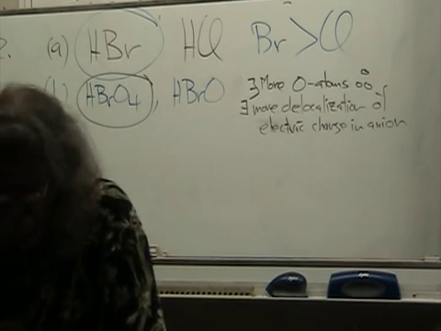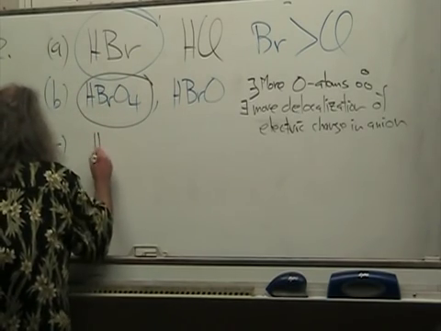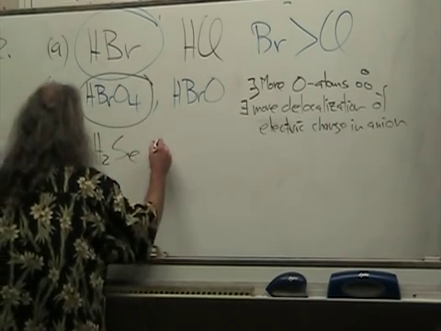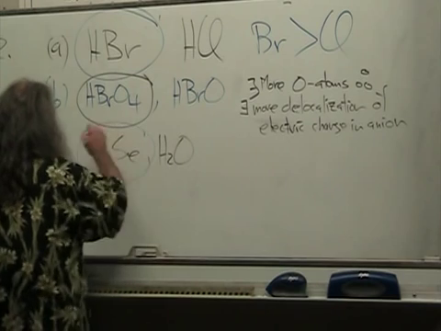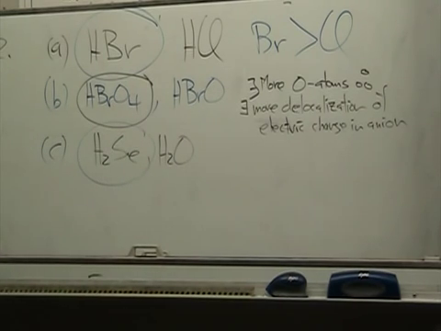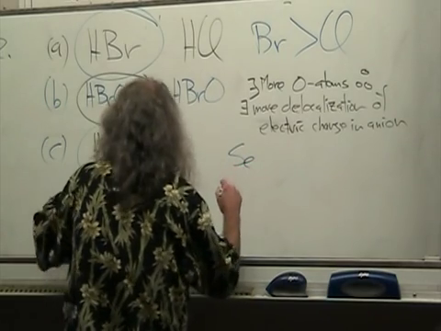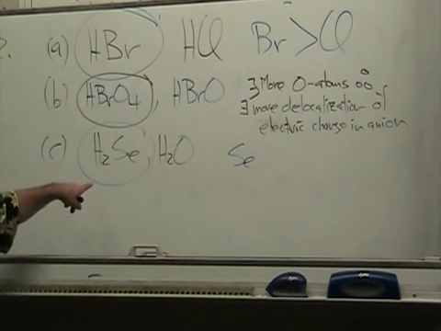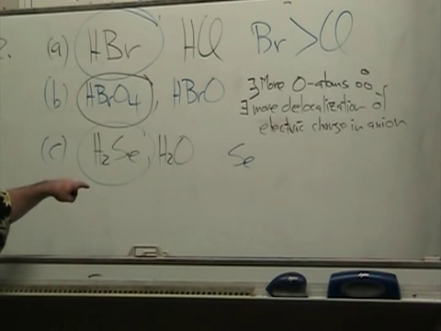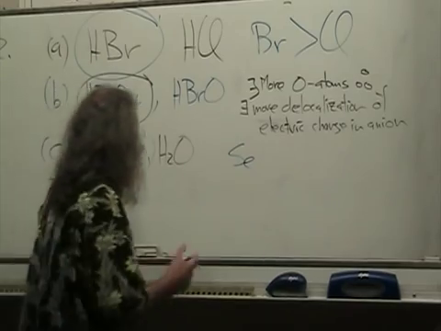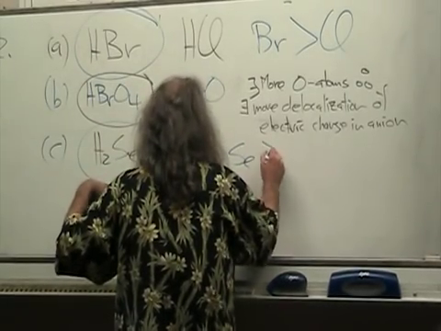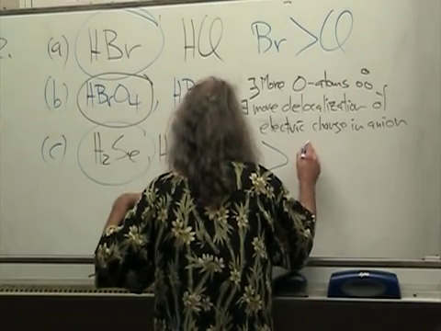Now H2Se versus H2O. Again, this is a binary acid. Which one's size matters? Which one's bigger? H2Se, for the same reason. So the amount of hydrogen on it doesn't matter? Well, they both have the same. But if it was different, would it matter? No. This is a binary acid, and so selenium is larger than oxygen.